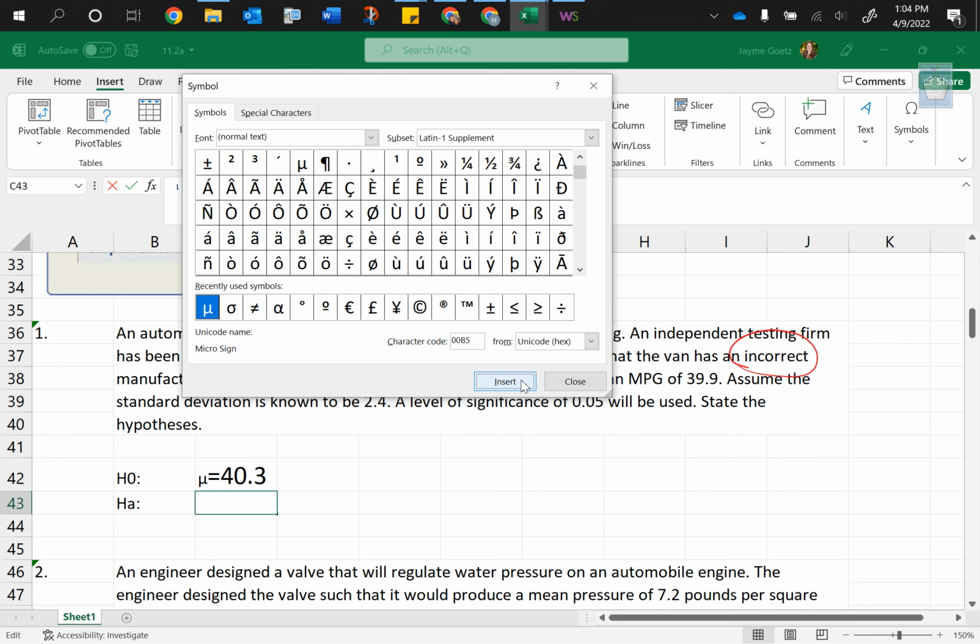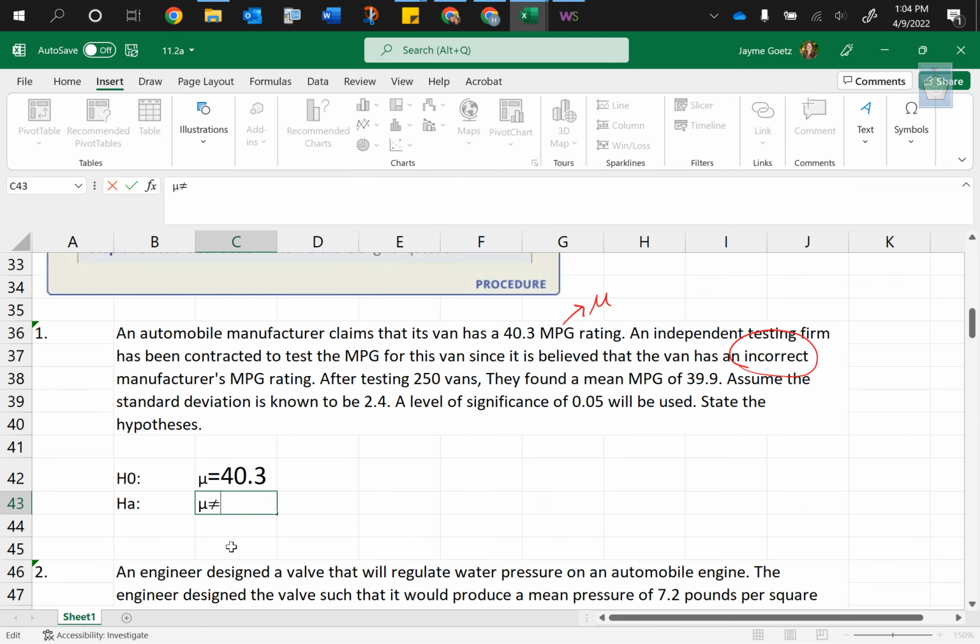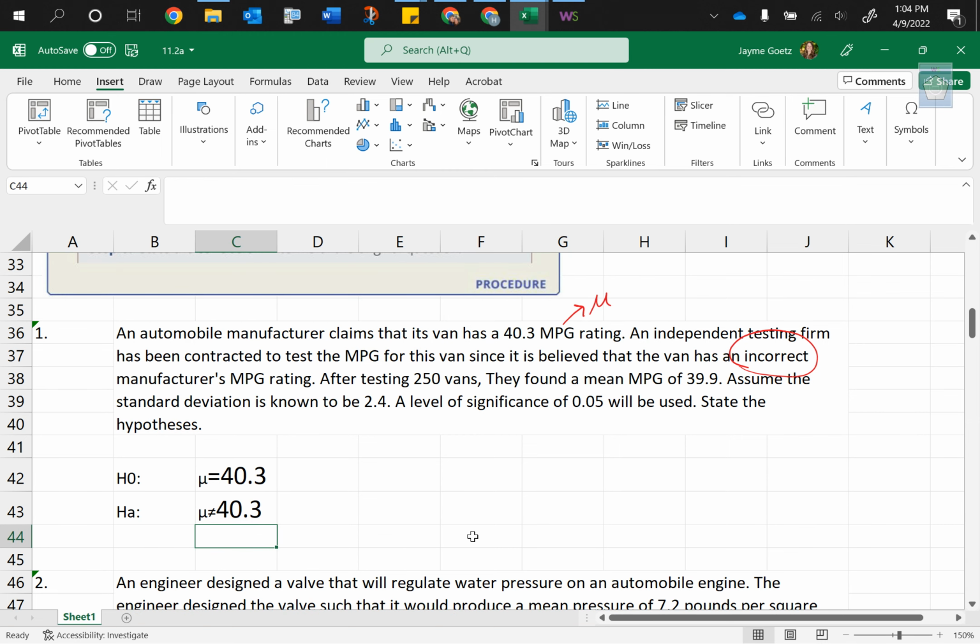I'm okay with that. Now, since I can't type not equals to, instead of writing it, sometimes you do it with your fingers, we also have the symbol for not equal to in this symbols. So we can insert and close that again, and then mu is not equal to 40.3. And there we have it. Those are my null and alternative hypotheses. Let's see what else they gave me.